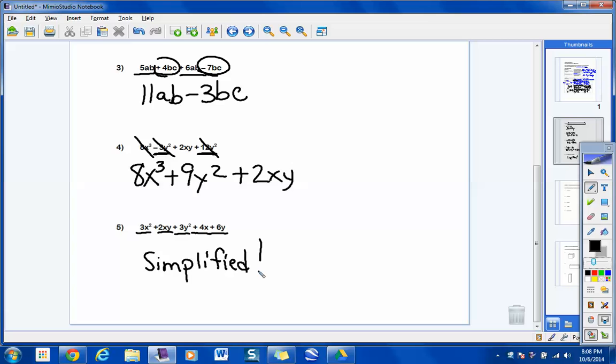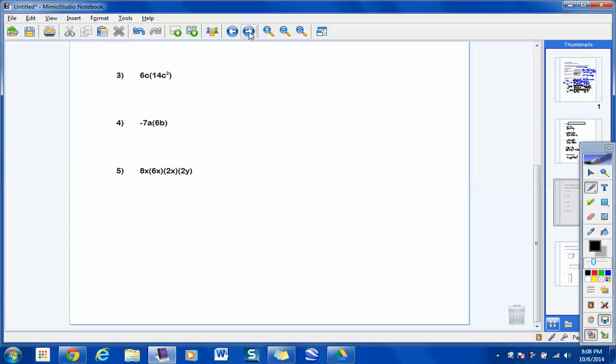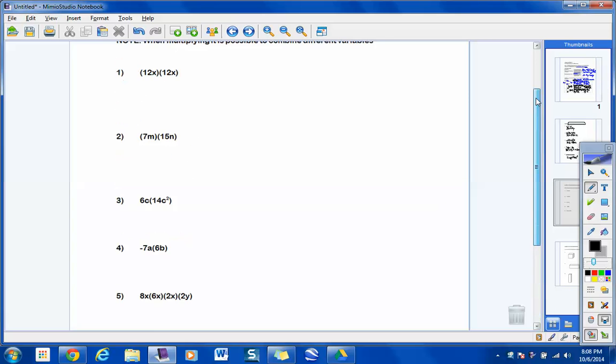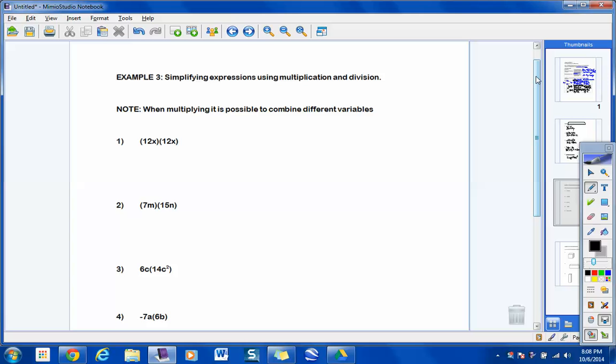All right. Next page. Let's look at some multiplication here. Multiplication's a lot easier because you can just put stuff together. All right? It's kind of like putting a Chevy motor inside of a Ford body, which is probably a good idea anyway.